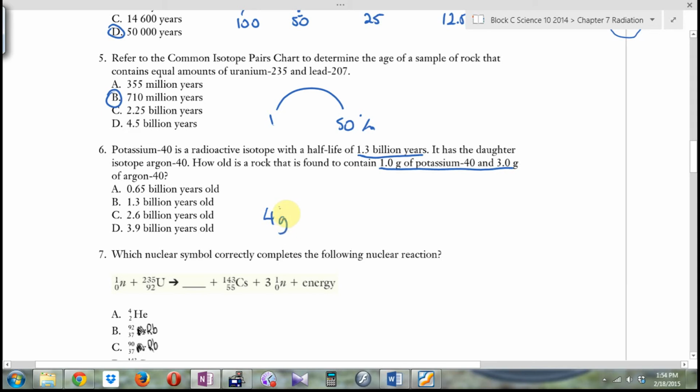4 grams. Half-life. How much would be left after 1 half-life? 2. How much would be left after 2 half-lives? So the first question is, how many half-lives old is this rock? How many loops did I draw, Julia? What's 1 half-life? 1.3 billion years. Another 1.3 billion years. It's 2.6 billion years old.